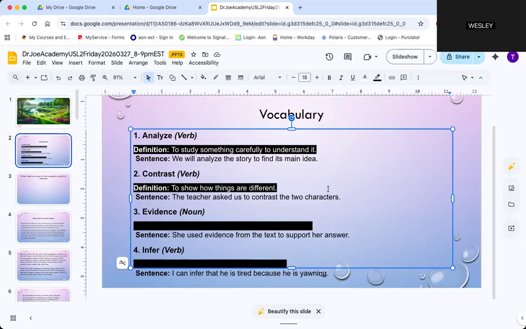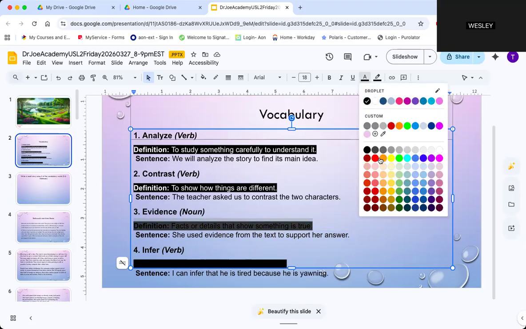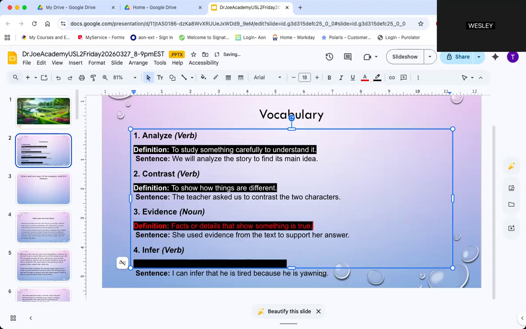Okay, and what about the next one? Evidence. Now, she used evidence from the text to support her answer. What do you think that means? I don't really know. It means like proof. So facts, details that show something is true. So you can say proof. Do you understand? Yes.